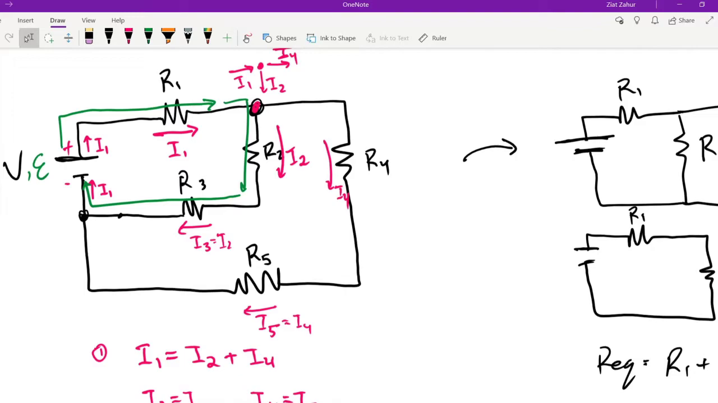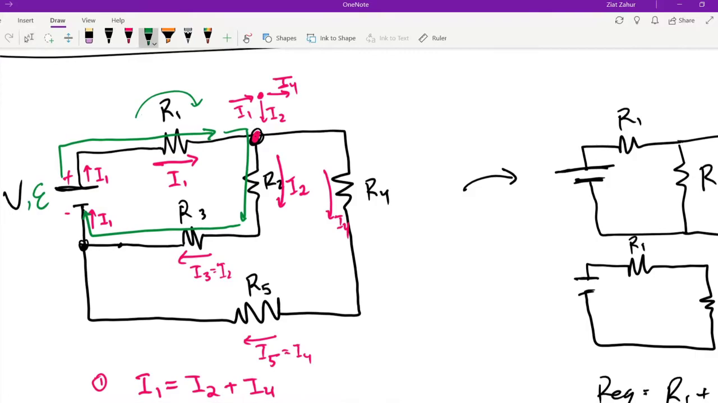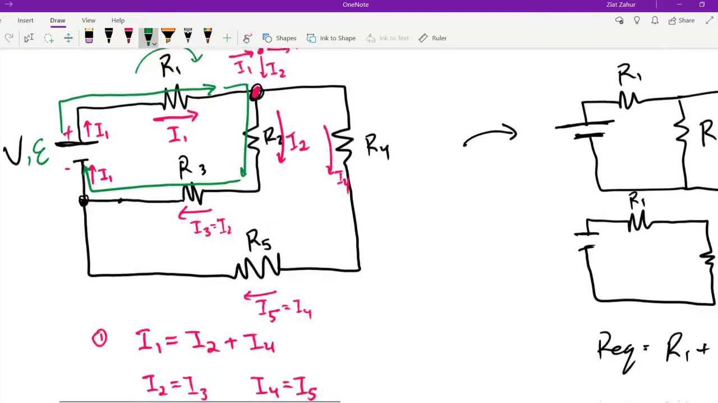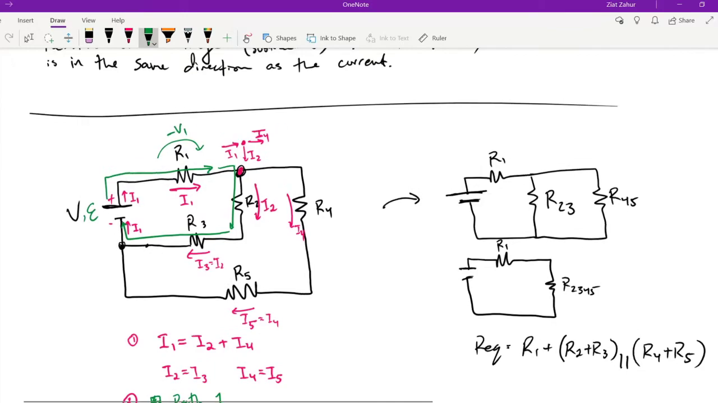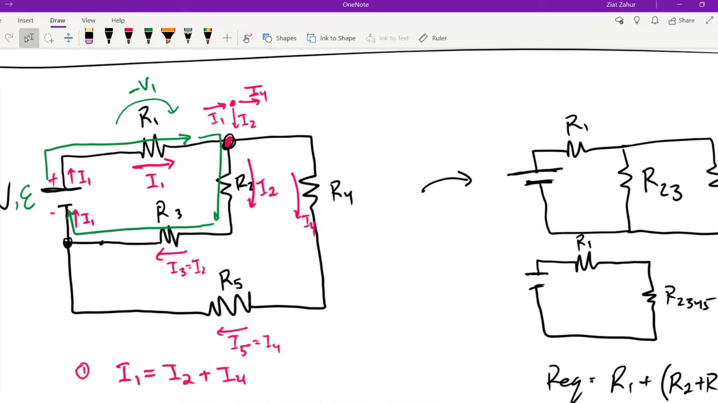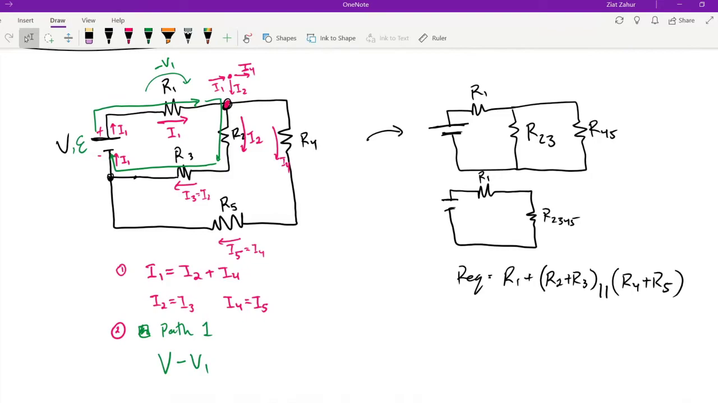Since it's in the same direction, that resistor, by going through it, will decrease our potential by V1 amount. So we're going to subtract V1 from our equation. When I go through resistor 2, I will lose V2, so minus V2. When I go through resistor 3, I will lose V3, so minus V3. And after going through resistor 3, we are now at the bottom side of the battery. Therefore, we're done with our pathway. We're going to set that equal to 0.